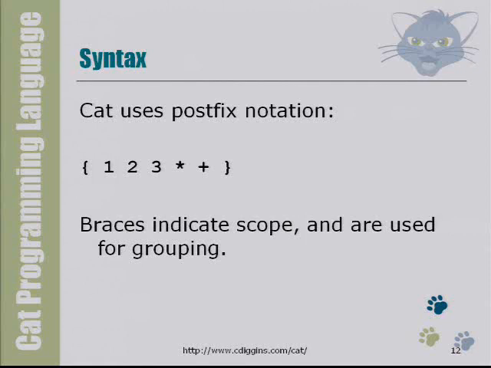So as a result of its being a composition language, it uses postfix notation. Here the braces just indicate scope, and they're also used to group things. Another thing we'll come to later on, though, and I should probably point it out now, is that 1, 2, and 3 are not actual values. They're the functions which put on top of a stack the values 1, 2, or 3. That becomes important later on.